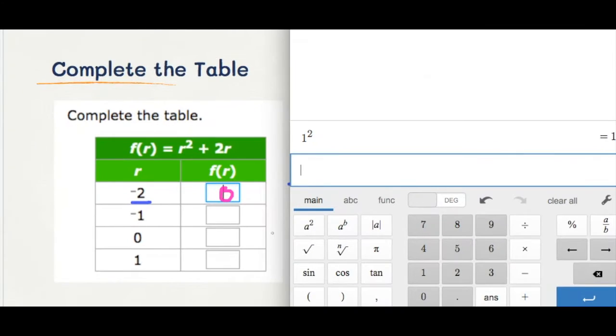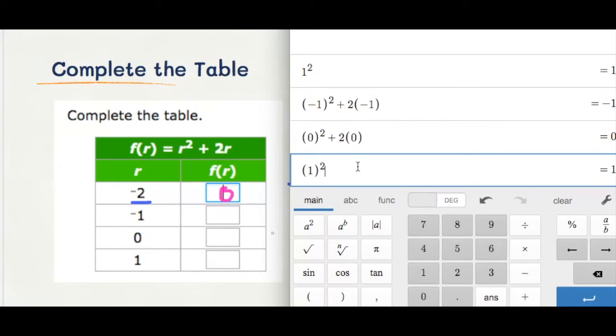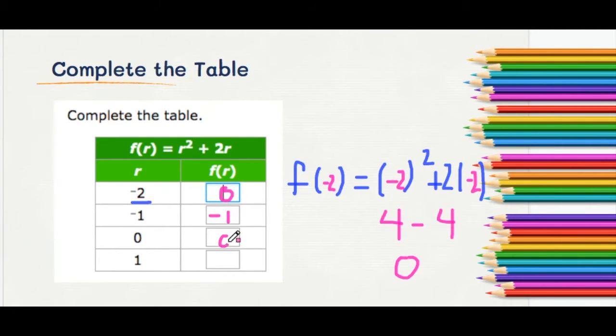Now let's try it on the calculator. So we could put parentheses -1 squared plus 2 parentheses -1. Same thing as what we did when we wrote it, but you could just type it in your calculator. So same thing for 0: 0 squared plus 2 times 0 equals 0, and 1 squared plus 2 times 1. So we'll have the values -1, 0, and 3. For -1, f of r is -1. For 0, f of r is 0. And for 1, f of r is 3.